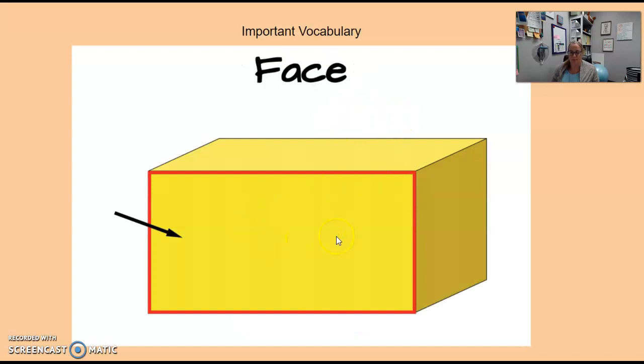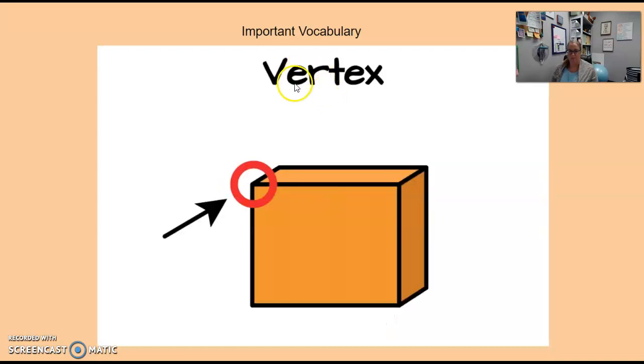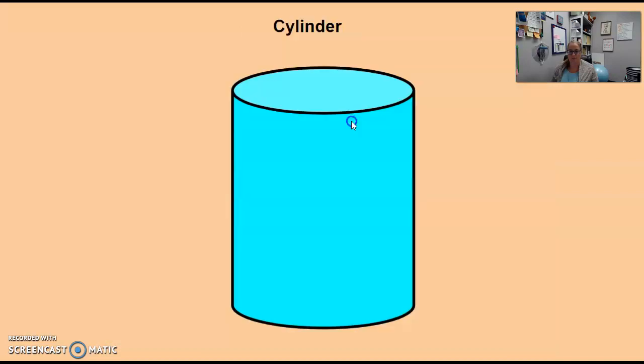Remember, this is a word from yesterday. We have the word face. Remember, a face is a flat surface on a 3D shape. The next word we have is edge. Remember, an edge is when two faces come together and they're going to create these lines right here. The next word we have is vertex. A vertex is when three faces or two edges come together and it creates these little corners right here.